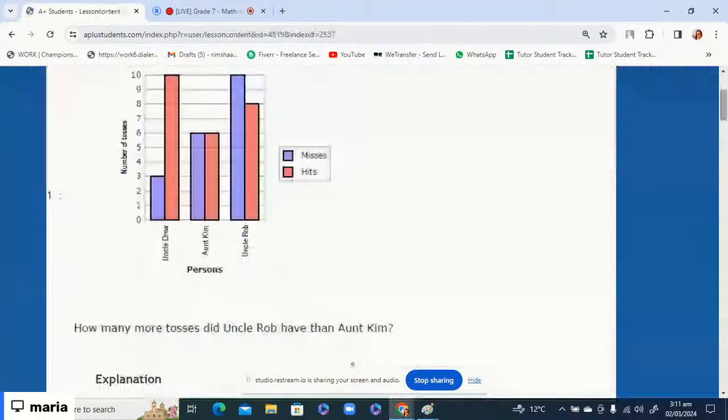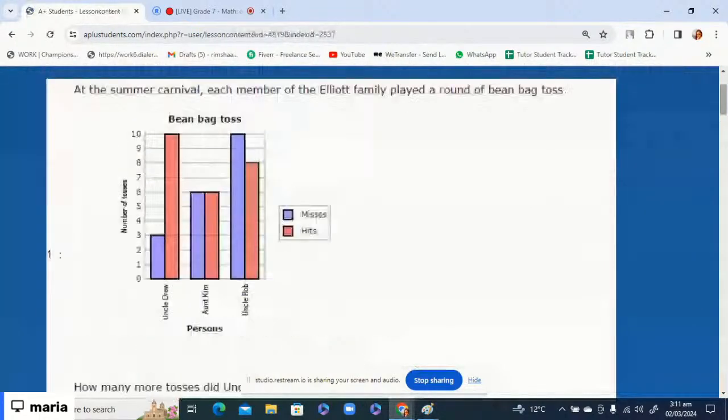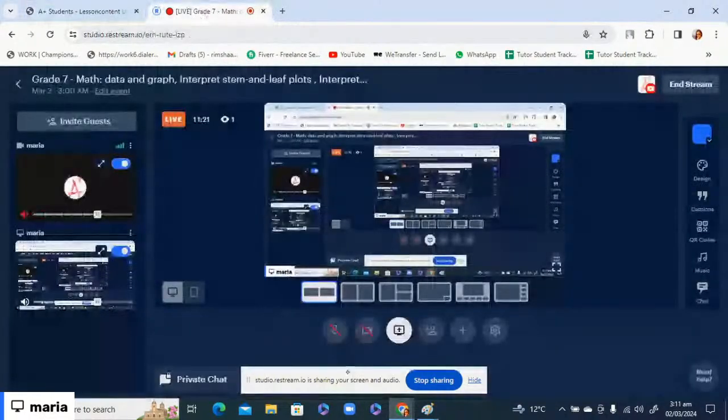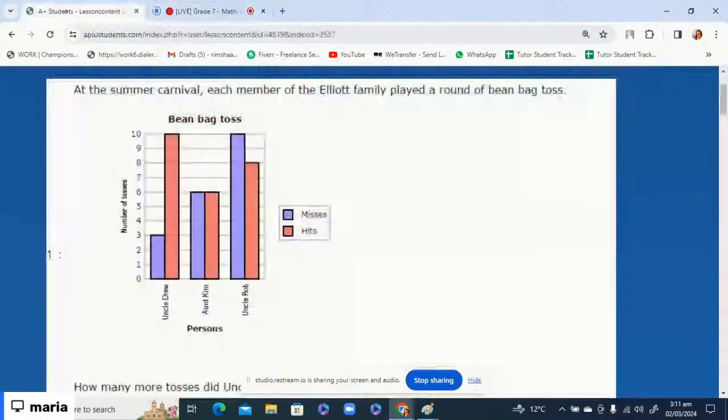Okay, so what is the bar graph here? Let's start. These are the bar graphs. We are going to write this one. Okay. So at the summer carnival, each member of the Elliot family played a round of beanbag toss. Persons are given. That is Uncle Drew, then Aunt Kim, then Uncle Rob. These are the three persons. And these are the number of tosses from 0 to 10. Okay. Let's check for Uncle Drew.